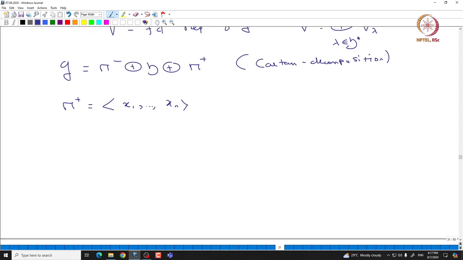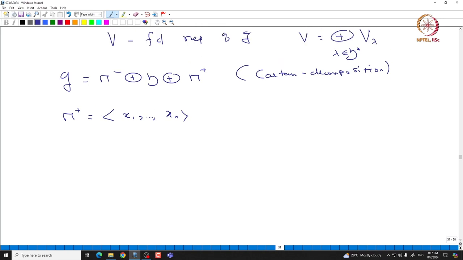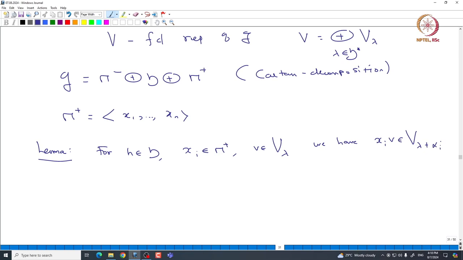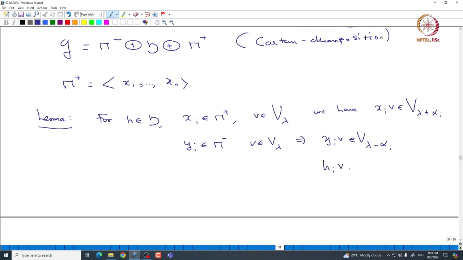To understand that, first we need to understand how each x_i acts on the weight vector. So let us make this lemma. For h in 𝔥, and of course x_i in n plus, and let us say v is in V_λ, we have x_i v is inside V_{λ+α_i}. This is something we already observed, and similarly for y_i in n minus and v in V_λ, we have y_i v sits inside V_{λ−α_i}. Now if you take h_i v, this is going to be inside just the one dimensional space ℂ v.